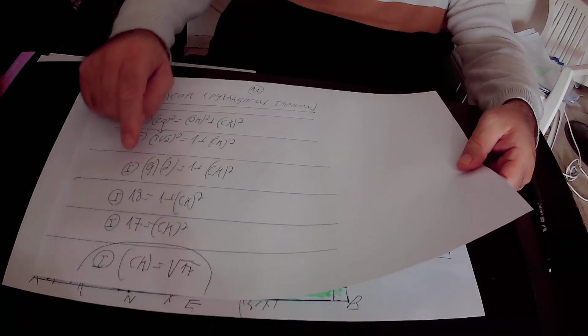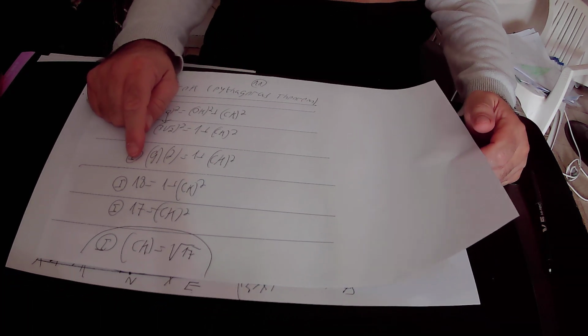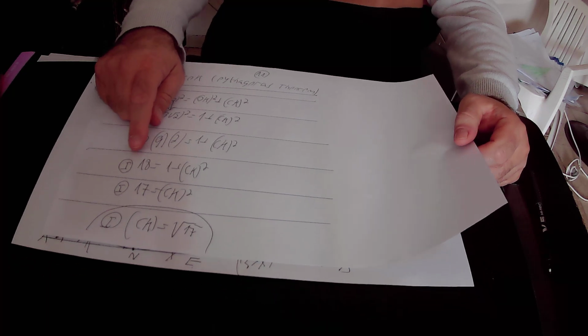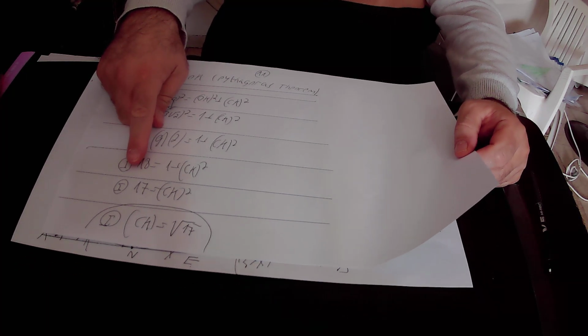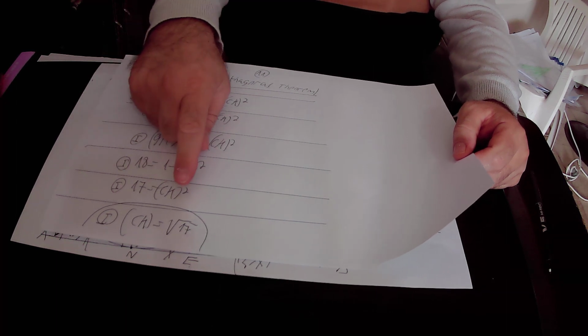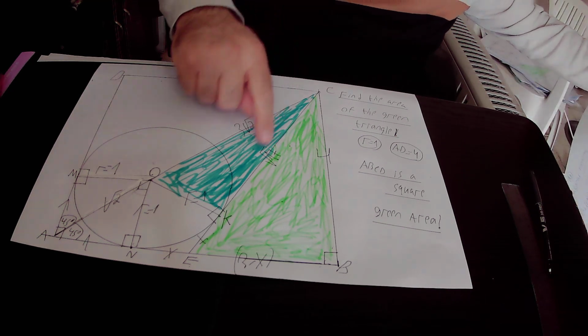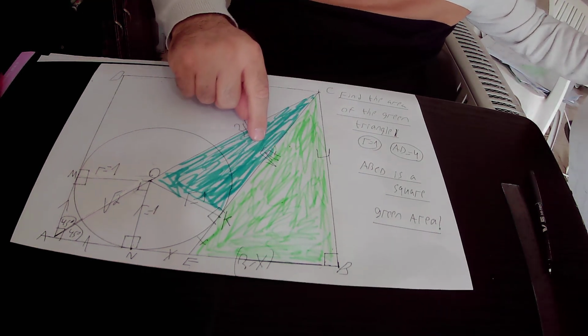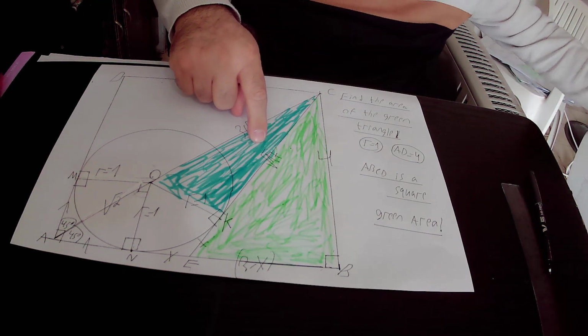We subtracted 1 from this equation, equation number 1. 18 minus 1 is 17. 17 equals CK square. We took a root of equation number 1 and we found out that CK equals the square root of 17. So here, CK or KC equals the square root of 17.